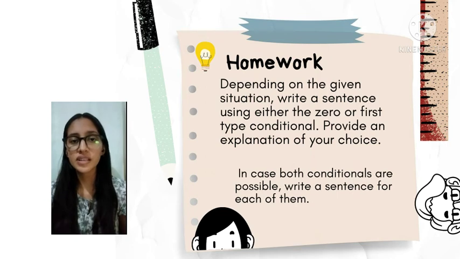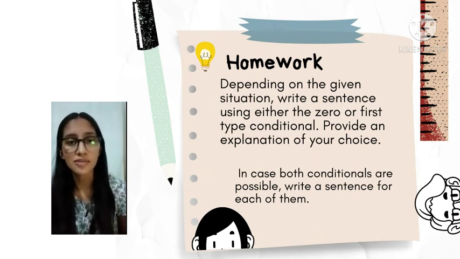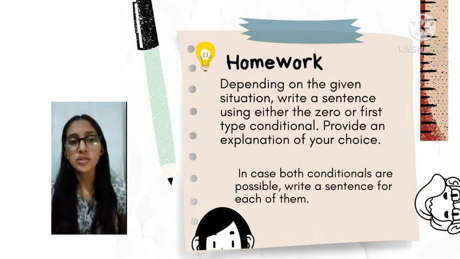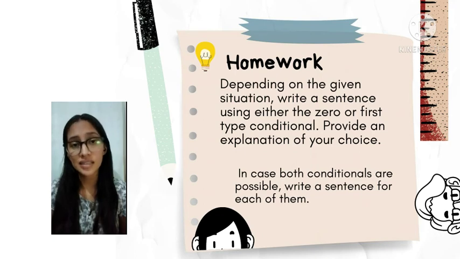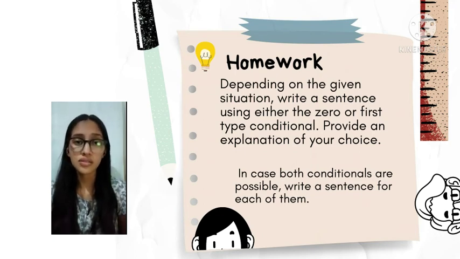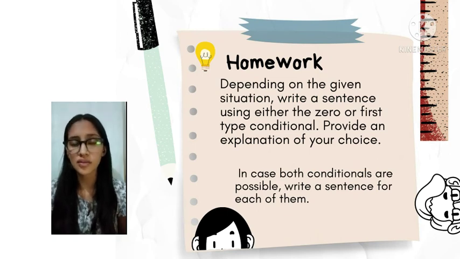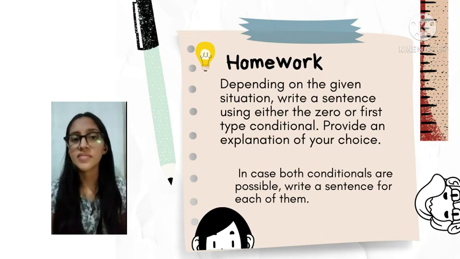Now to finish, and for you to have more practice, I will assign a homework assignment. I will share with you some situations. What you will have to do is to write a sentence, either the zero type conditional or first type conditional, depending on the details of the situation. You have to be careful and pay attention. This is the example.